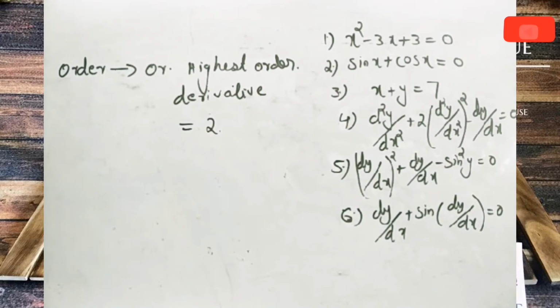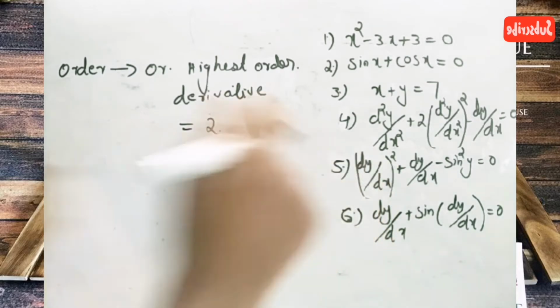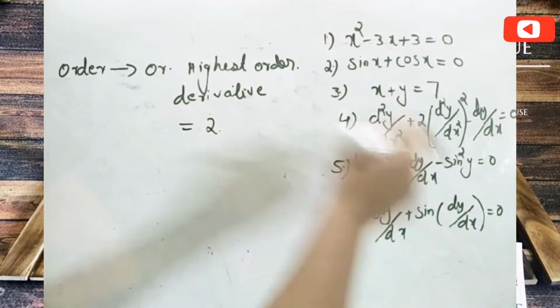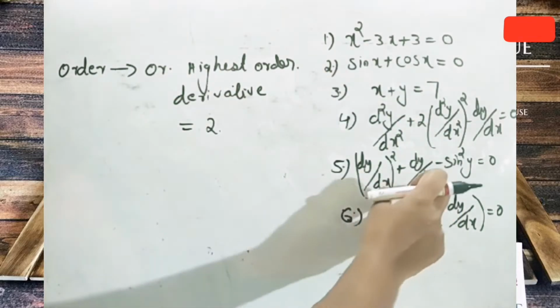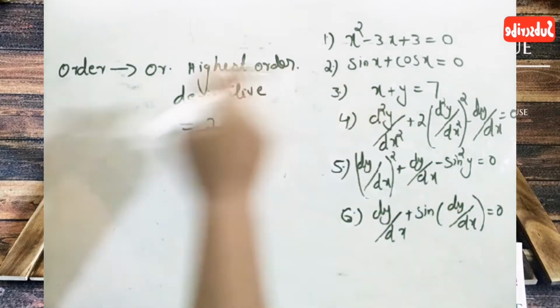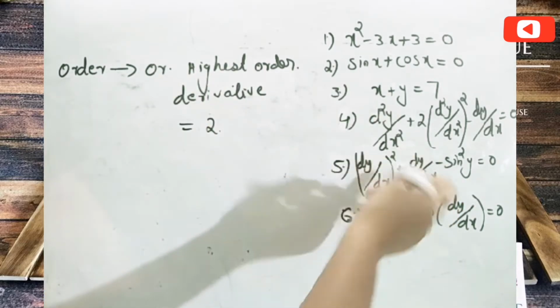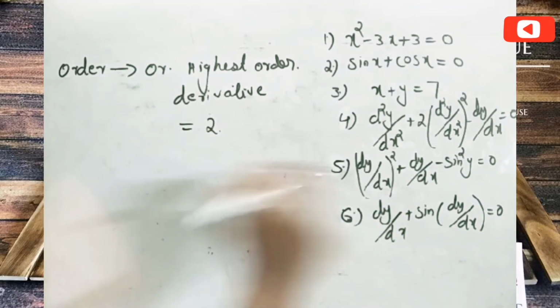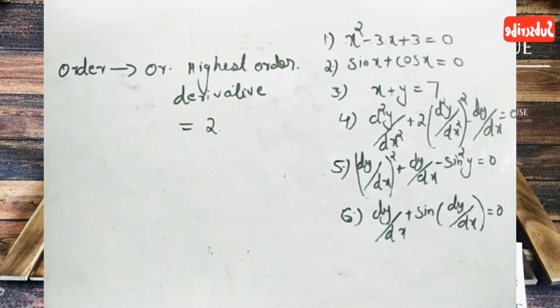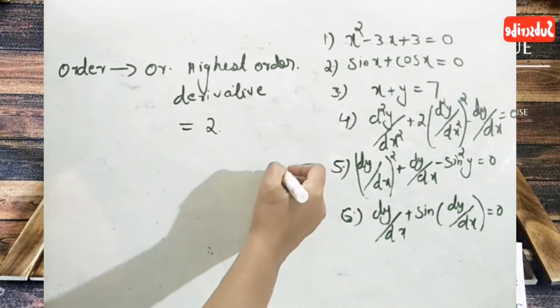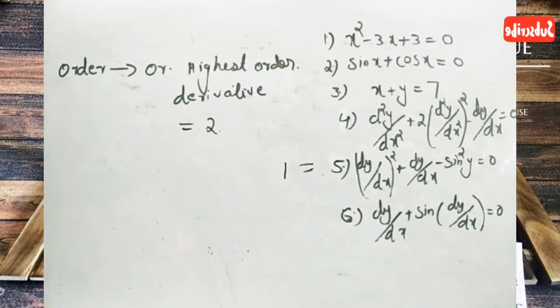Okay, now just look at the fifth equation. dy/dx, first order derivative. Again dy/dx, first order derivative. So we have two terms of derivatives here. The first one is (dy/dx)². Anyway, dy/dx is first order. And the second one is also dy/dx, which is also a first order derivative. So the highest order derivative in the fifth equation is 1, so the order of the fifth equation is 1.